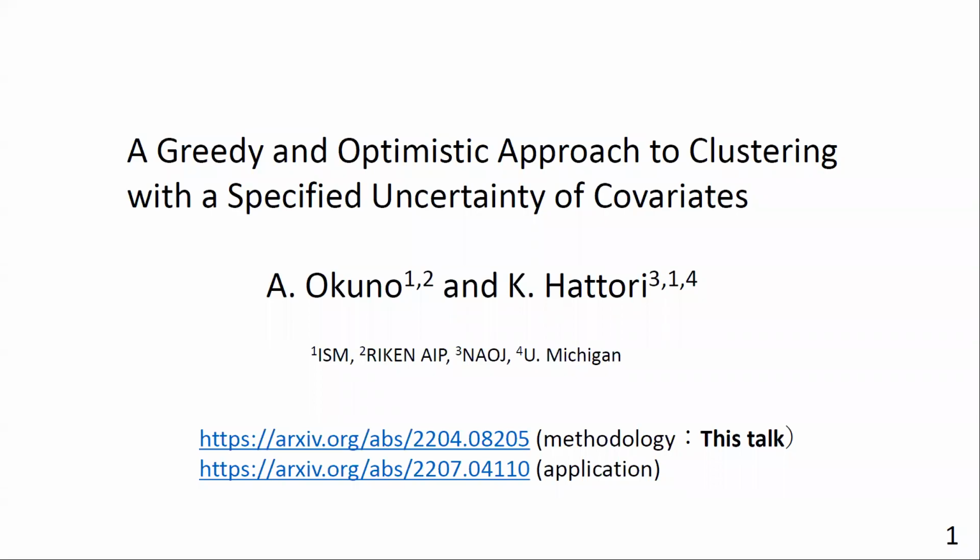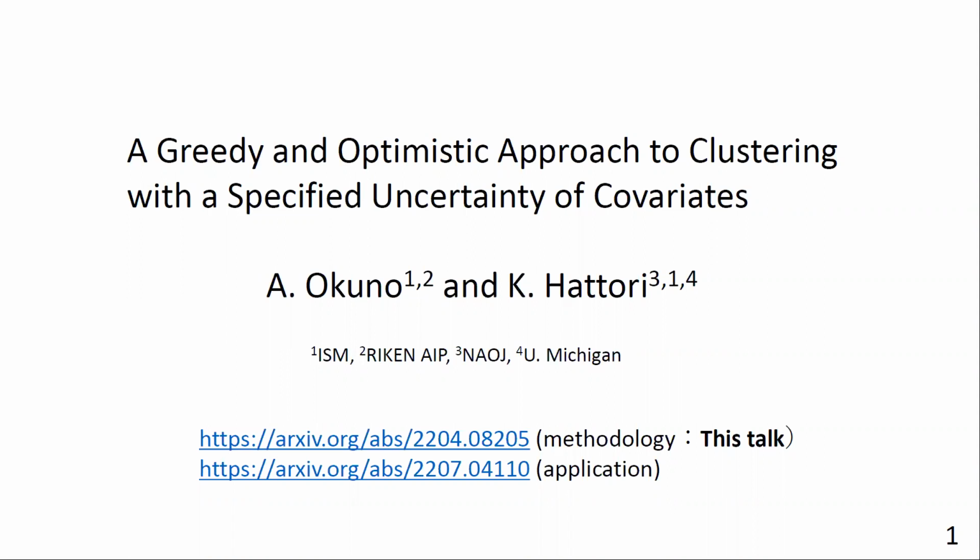I'm assistant professor at the Institute of Statistical Mathematics and visiting researcher of Riken Center for Advanced Intelligence project. Today, I'm going to talk about a greedy and optimistic approach to clustering with a specified uncertainty of covariates. And this is a joint work with Dr. Hattori, a researcher of astronomy.